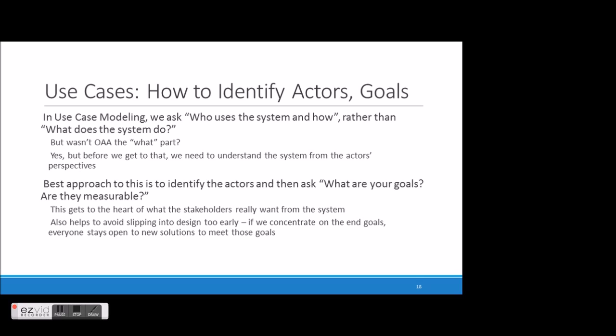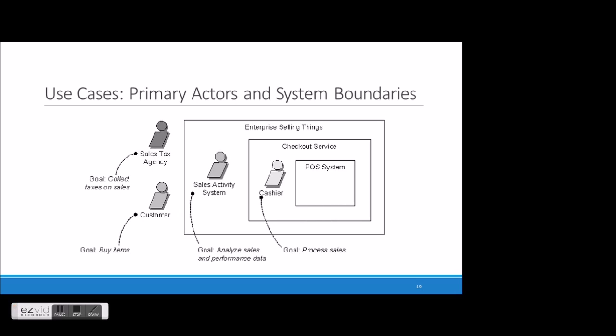So you've got your system, here's your checkout service, there's the cashier. Main goal, process sales. That's what that person's trying to do, okay? If you were looking at the overall system as being the enterprise of selling things, okay, then the sales system would probably be a primary actor here because their goal, what are they trying to do? Analyze sales and performance data and track sales.